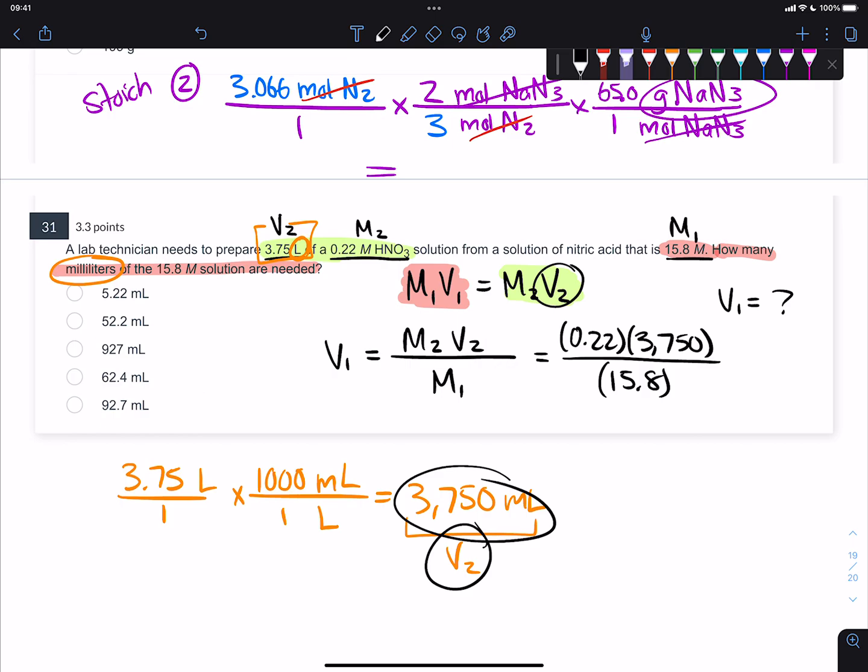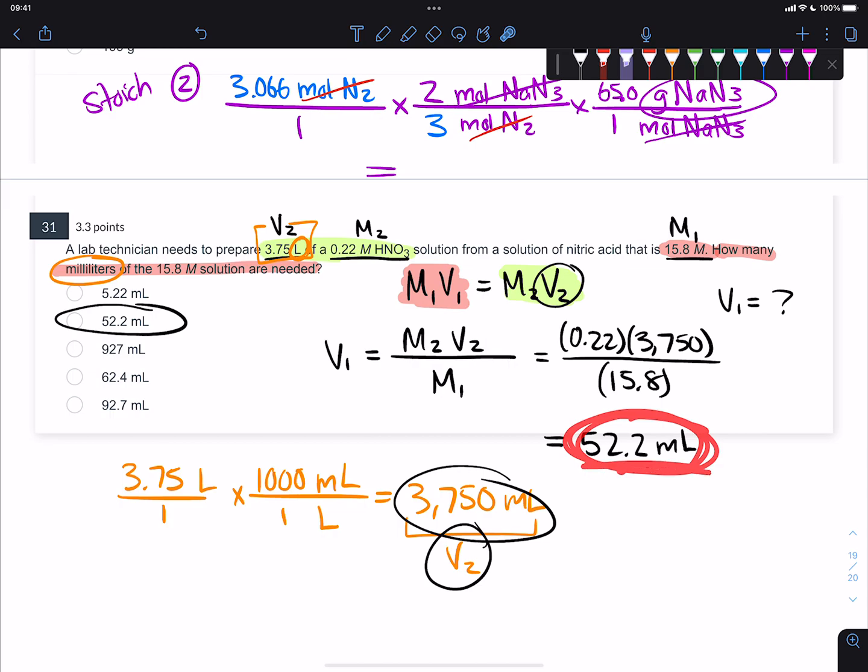0.22 times 3,750. Then divide that by 15.8. That's going to give you about 52.2 milliliters. So that kind of makes sense because you need only a little bit. You only need 52.2 milliliters. That's not a lot. You only need a little bit of this very concentrated solution in order to get a lot of a much weaker solution. So that's what the dilution equation is saying.